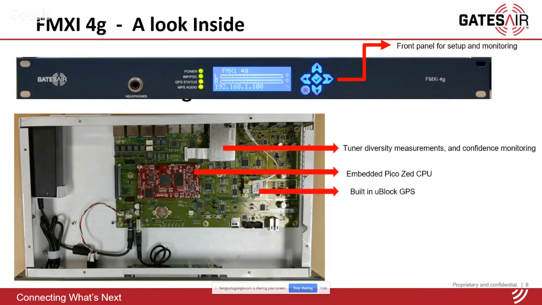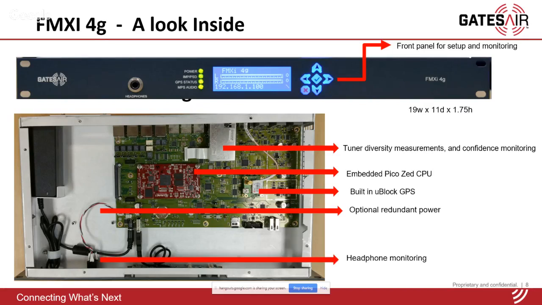All of the FMXi's come standard with a GPS receiver built in, so you can hook your GPS antenna directly to the back of it, and the GPS is already included. The power supply is a typical laptop style power supply. There's also support for a secondary redundant supply, so if you want dual supplies, you can do that via the back panel. And on the front, there is also a headphone monitor. So via the tuner that's embedded inside, besides doing the correlation of the HD and digital signals, it also allows you to listen to your HD signal and see what it sounds like both off air and coming into the box.